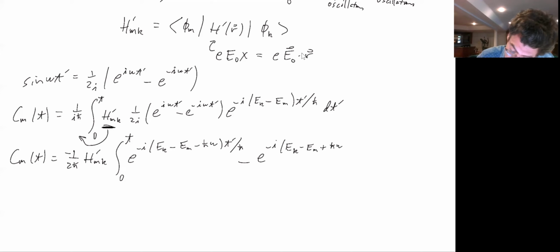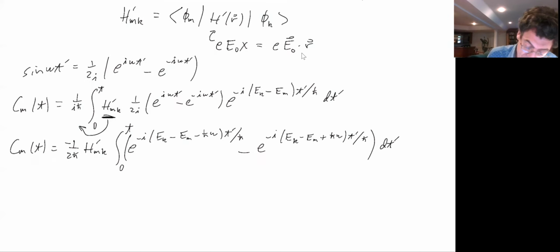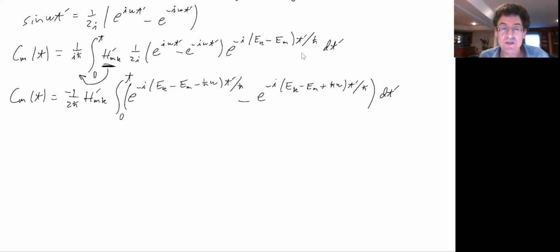Okay, this is t prime over h bar, and this is dt prime. And so now I have these two integrals. Let's do them. I can do these two integrals because they're just exponentials, and so the integrals are pretty easy. And so when I do the integrals, I get this.